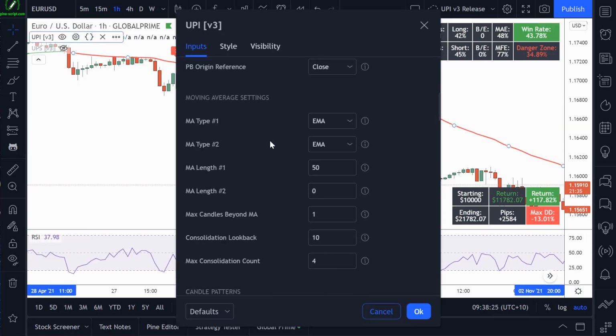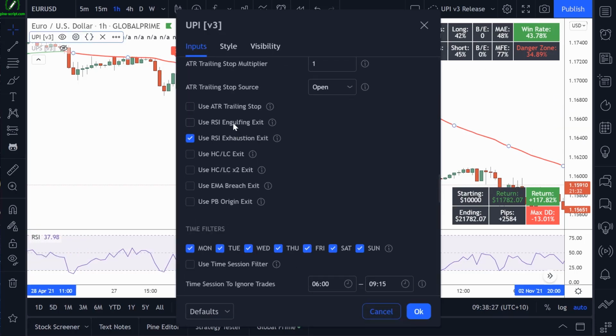So that's a slightly more conservative exit reason than the engulfing exit. The engulfing exit will allow you to stay in trades longer, but sometimes you might not get the exit reason, and so it's considered a more aggressive approach to managing your positions.